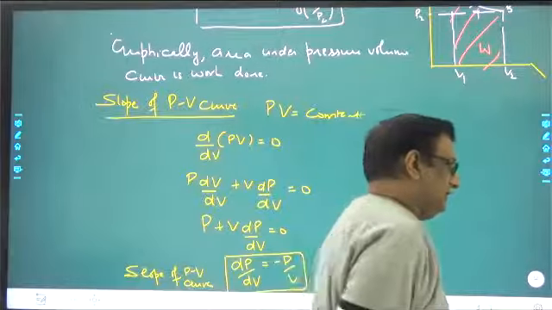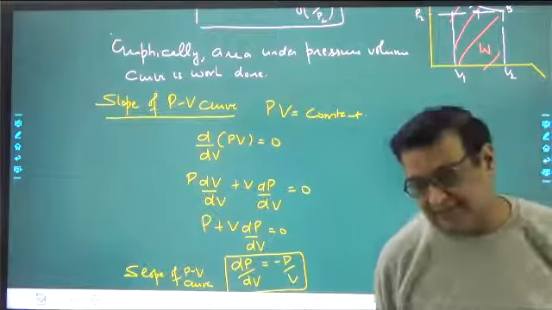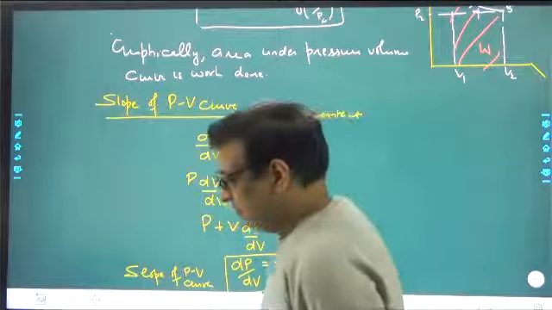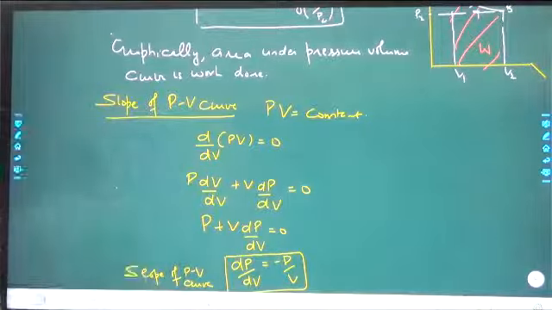Negative slope signifies that pressure decreases when the volume of the gas increases, and pressure increases when the volume of the gas decreases.